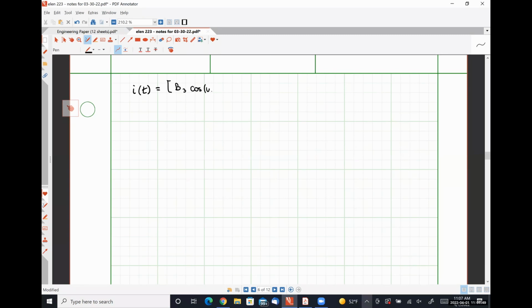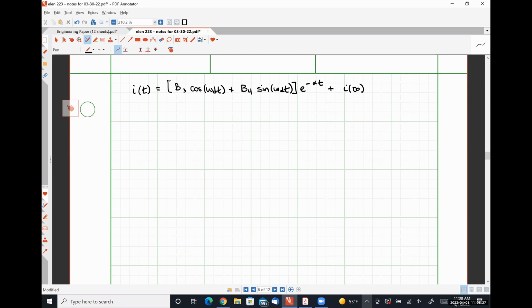cosine omega d t plus B4 sine omega d t, times e to the minus alpha t, plus I at infinity. We know this is how the inductor current behaves because we know that we have an underdamped system, all right? Omega d is the exact same omega d that we solved for on Wednesday.